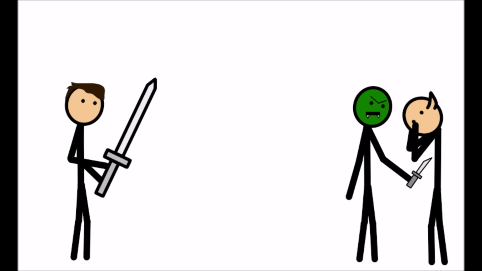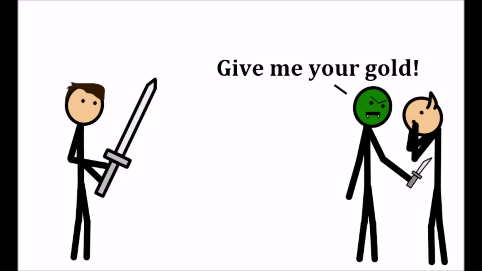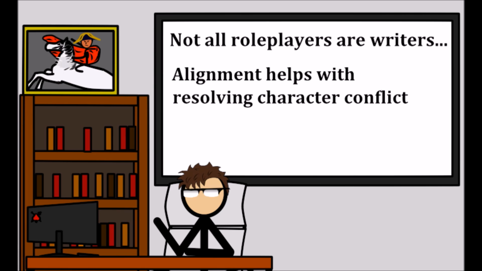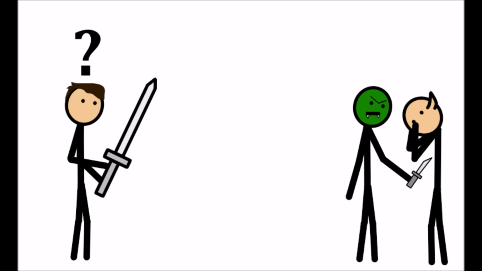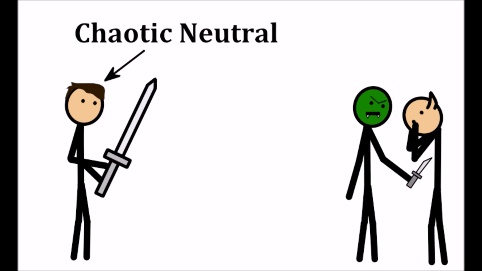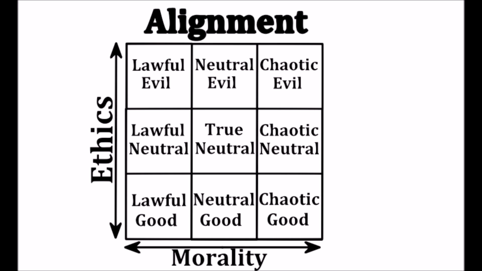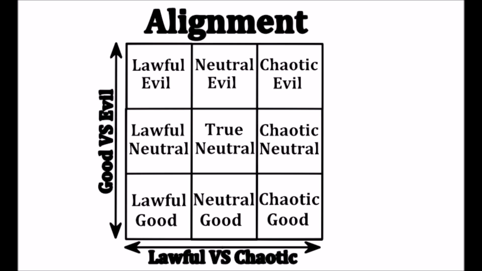When confronted with a new situation, you may not know how your character would handle it. Not all D&D players are writers, and sometimes struggle to know their characters. Alignment is a shortcut method to think, well, I may not know what my character would do in this situation, but since I'm chaotic neutral, I know how they would handle this, so I'll just do that. Alignment is a chart that graphs morality and ethics. In other words, law versus chaos and good versus evil.